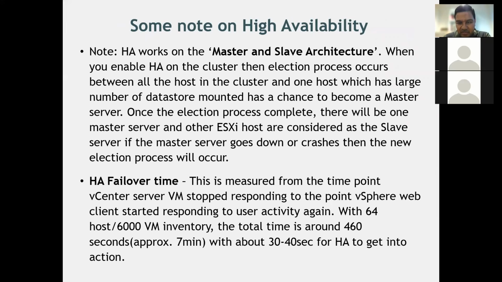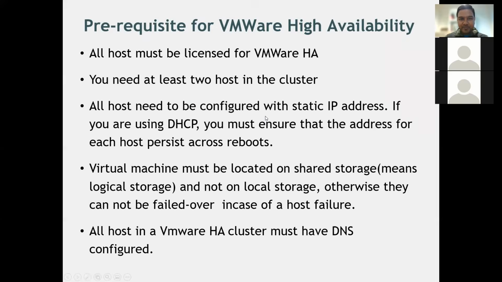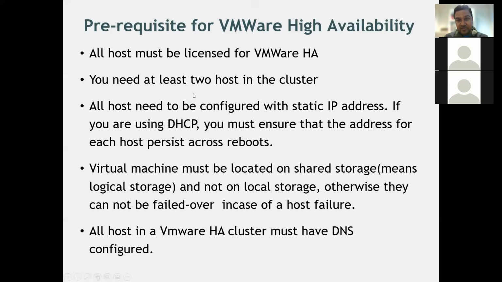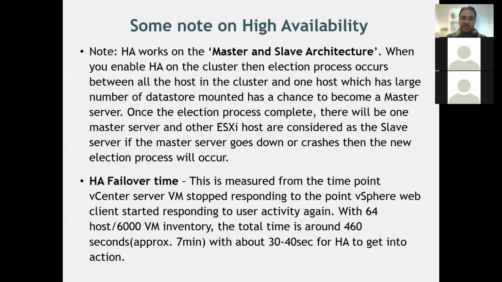Now, some notes on high availability: it works as a master and slave architecture. That means when we have made a cluster for high availability, one of the hosts should be made a master, because that is going to decide where the load should be moved in case of failure. So when we enable high availability, one master should be there, and they do an election process.